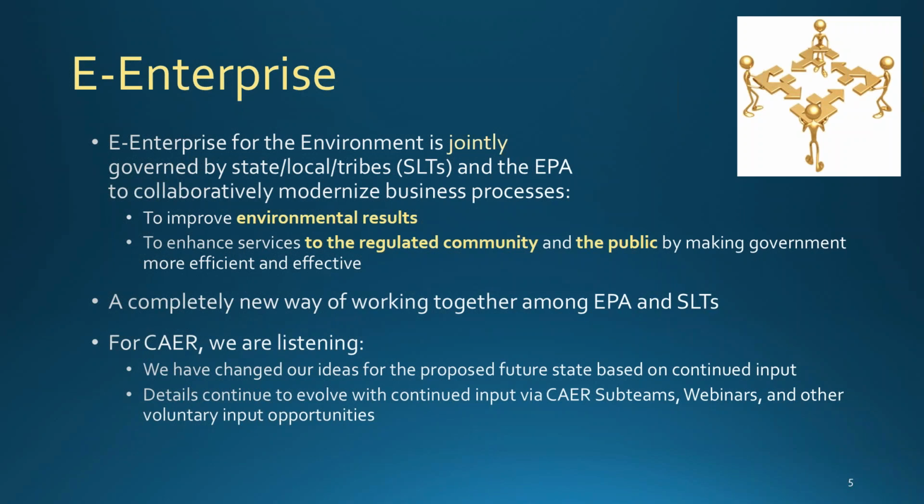There we go. So for those who may not be familiar with e-enterprise and the project at CAER, I wanted to just give a quick, very brief overview of what that entails. The e-enterprise for the environment is a jointly governed collaboration between state, locals, and tribal programs and the EPA, with the principal focus to modernize business processes. There's a number of different projects engaged with under this umbrella of e-enterprise right now. The CAER project, the Combined Air Emissions Reporting Project, of which today's subject matter is about, is one of them.